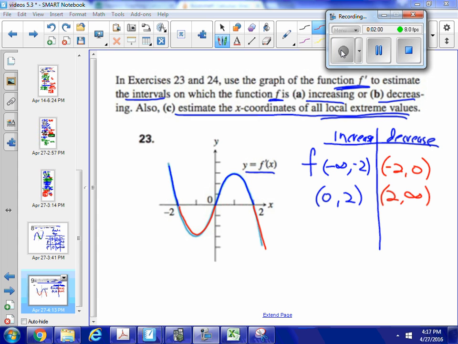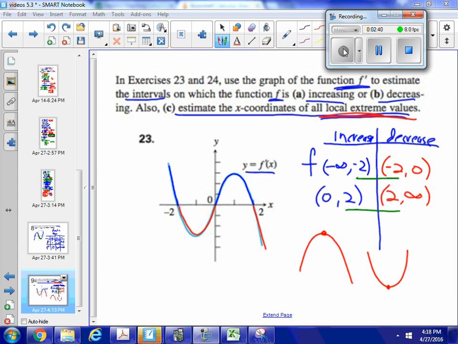Now, what are the x-coordinates of my local extreme values? Well, an extreme value happens when my slope goes from increasing to decreasing, or from decreasing to increasing. At negative 2, my function went from increasing to decreasing, and at positive 2, my function also went from increasing to decreasing.